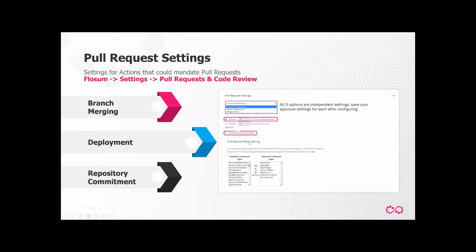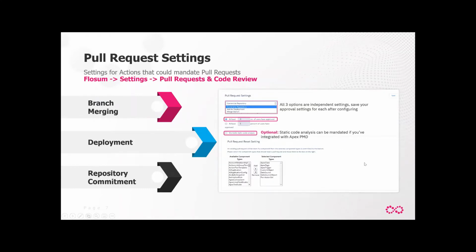And also, optional, mandate static code analysis. If you are integrated with Apex PMD, you can enable this setting so that the branch that's being submitted for a pull request needs to have had static code analysis run on it in order to actually go through the pull request process. So that would be one of the steps that you can further mandate as part of the pull request review.